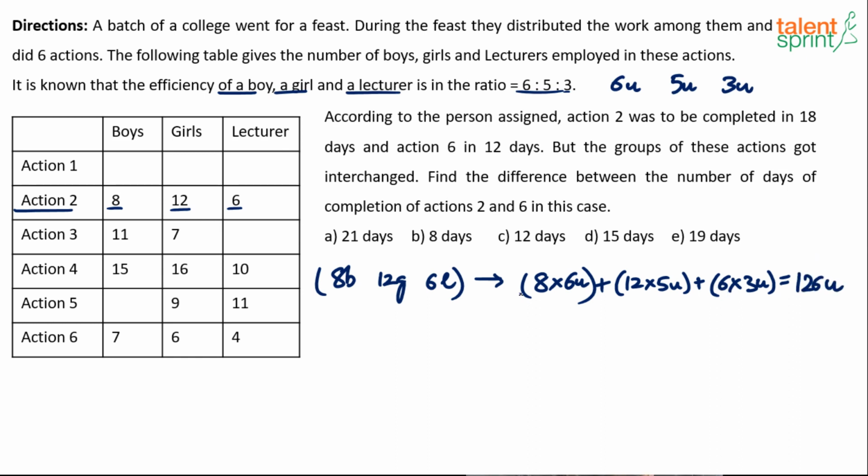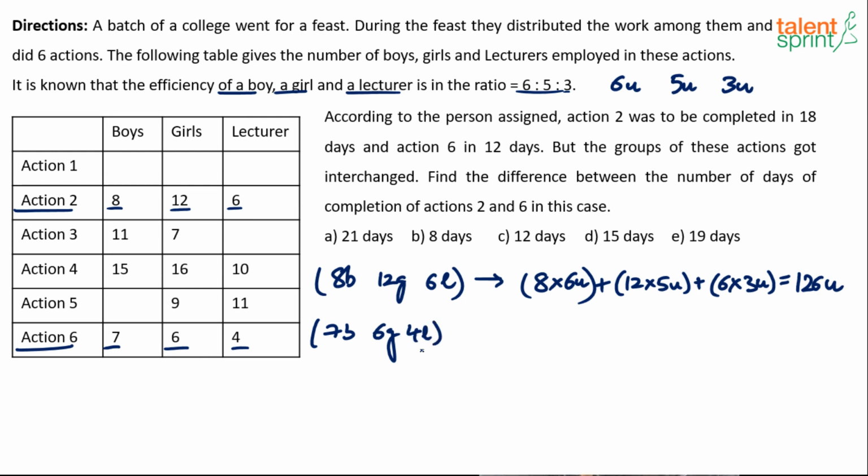Yes or no? 8 into 6 is 48, 12 into 5 is 60, so that's 108, and this is 18. So 126 units. Likewise, we are talking about action 6 in the other case, right? 7, 6 and 4. 7 boys, 6 girls and 4 lecturers. So find out the units of work done by this group per day.